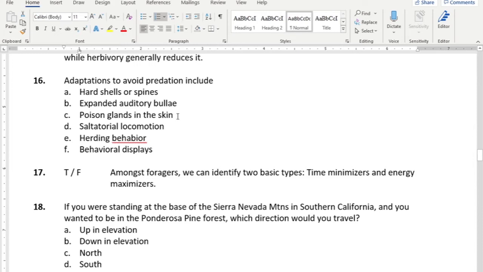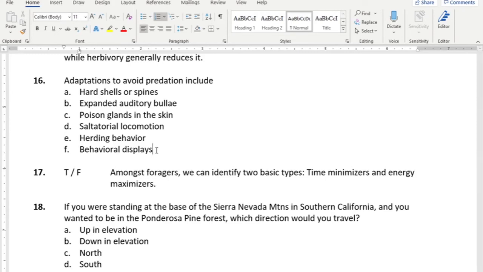Poison glands in the skin. Yeah, that's what toads do. Saltatorial locomotion, hopping. That's what kangaroo rats do. That works. Herding behavior. There we go. Herding behavior. Yes, there's safety in numbers. If you're in the middle of the herd, your chances of getting taken by the wolf are reduced. And then behavioral displays. Okay.